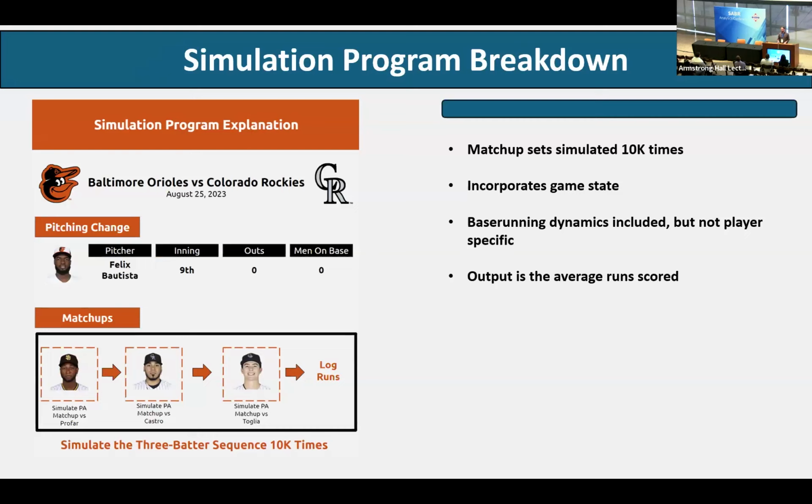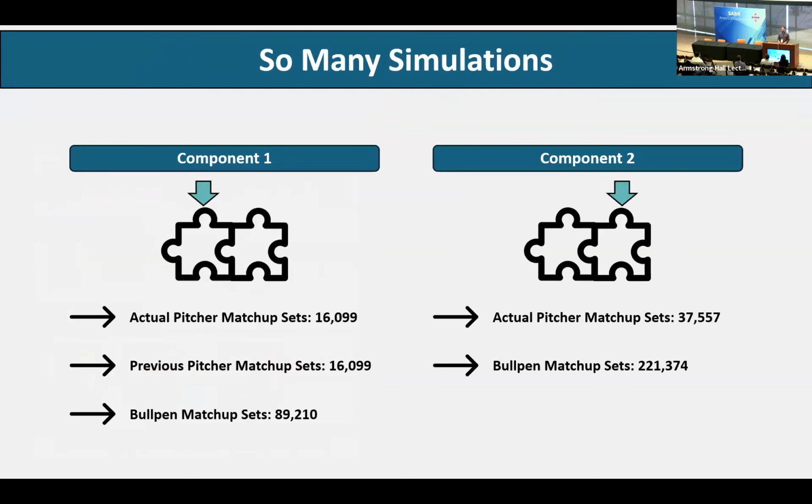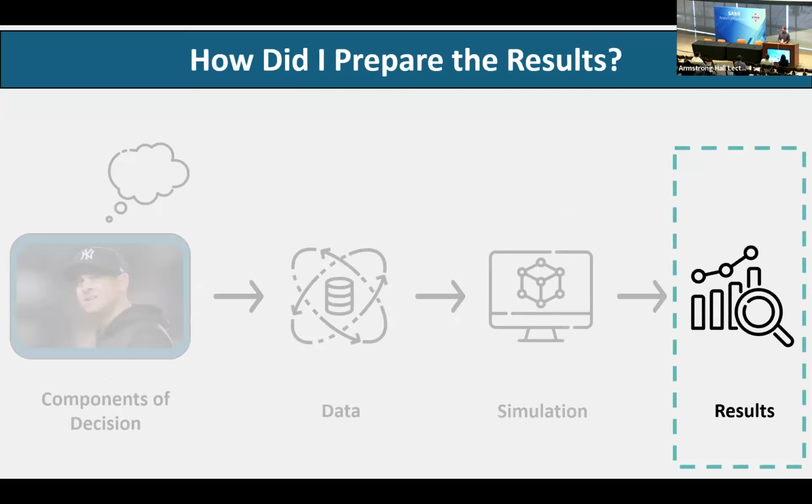Castro's matchup will be simulated and passed on to Toglia. And then you will log the runs scored at the end of that 3-batter sequence. And I did that 10,000 times. And the output would be the average runs scored across those different simulations. So for the 2023 season, these are the total number of simulation sets that I did. You can see that it's quite a few. It did take a while, but luckily the program isn't too slow.